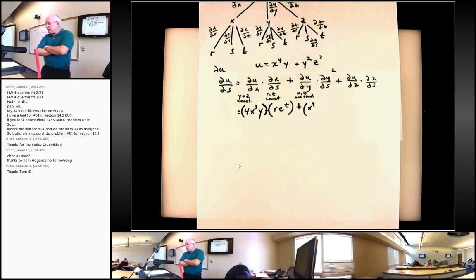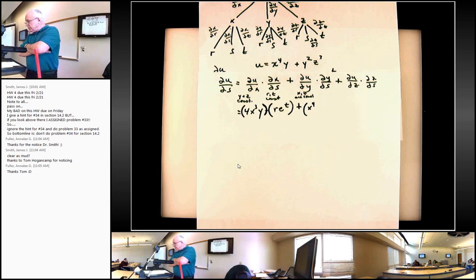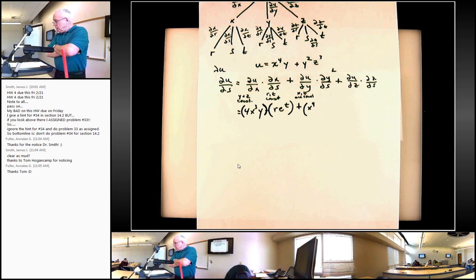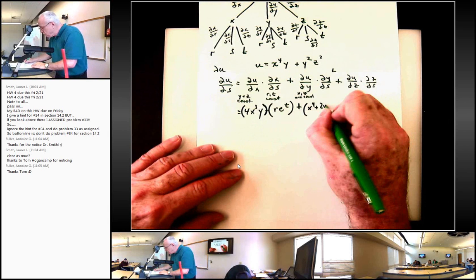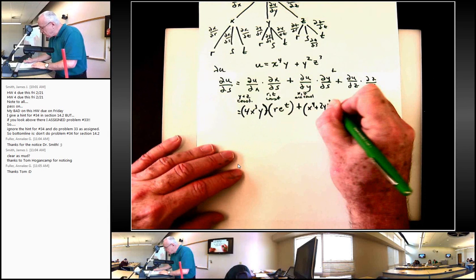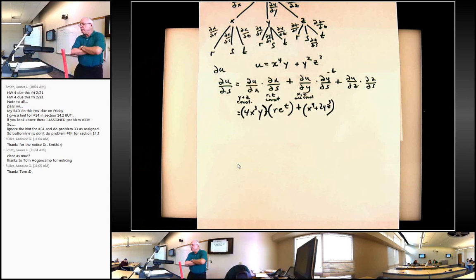And now the second term, let's see, Z is a constant, 2y z to the third. Z to the third sticks around as it is. 2y z to the third, close the parentheses.